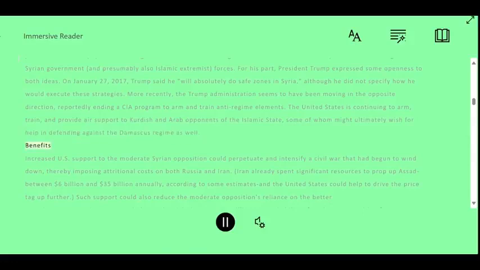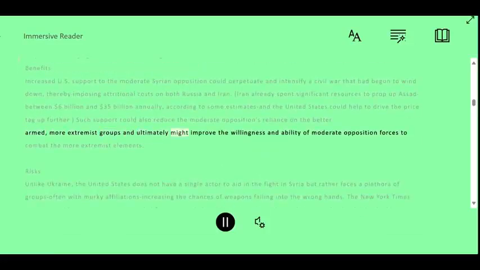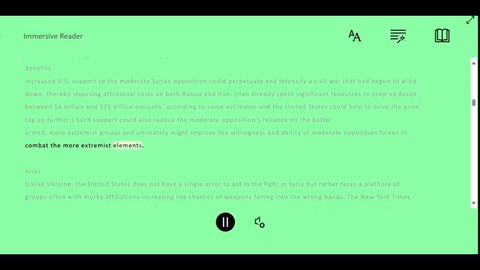Benefits: increased U.S. support to the moderate Syrian opposition could perpetuate and intensify a civil war that had begun to wind down, thereby imposing attritional costs on both Russia and Iran. Iran already spent significant resources to prop up Assad, between $6 billion and $35 billion annually, according to some estimates, and the United States could help to drive the price tag up further. Such support could also reduce the moderate opposition's reliance on the better armed, more extremist groups, and ultimately might improve the willingness and ability of moderate opposition forces to combat the more extremist elements.